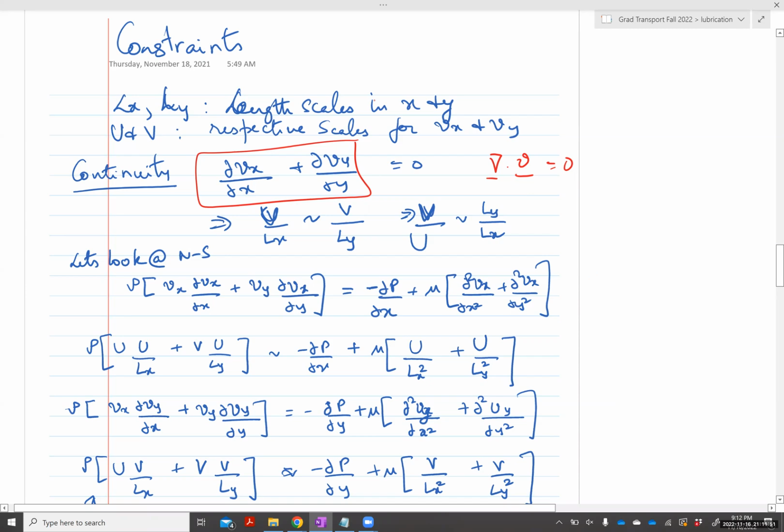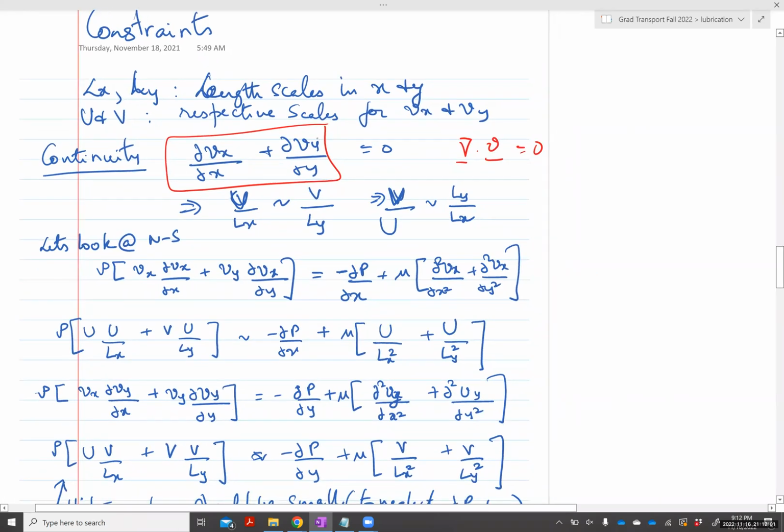So Lx and Ly are the length scales in the x and y direction. U and V are the respective scales for Vx and Vy. So if ∂Vx/∂x plus ∂Vy/∂y is 0, basically U over Lx is the same as V over Ly, right? Vy is V, Vx is U. The characteristic length scale in the x direction is Lx, and the characteristic length scale in the y direction is Ly. So U over Lx is the same as V over Ly.